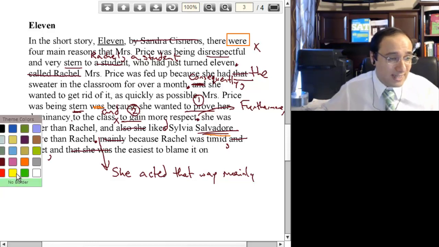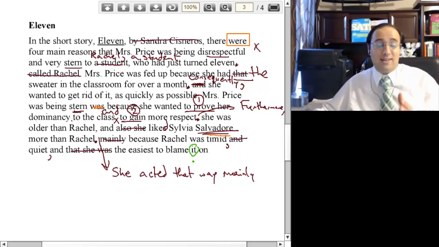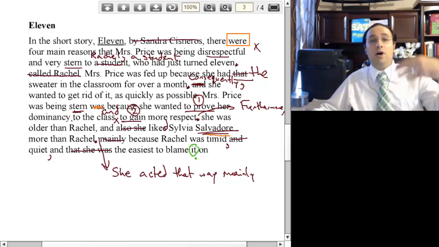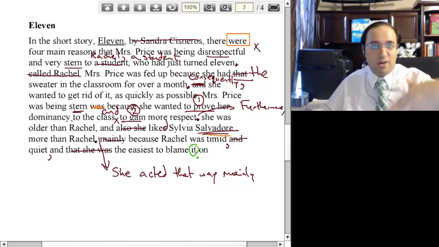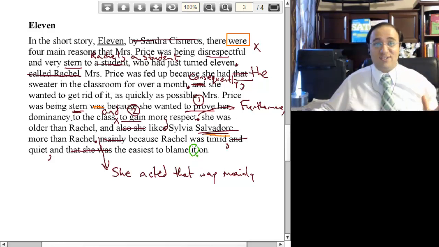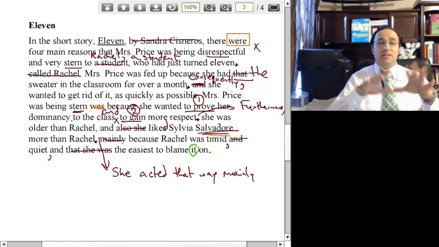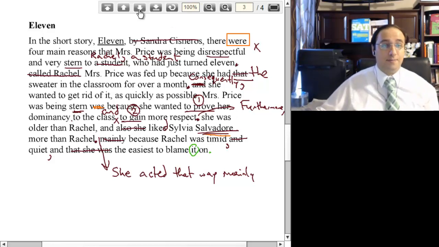Now the use of the word it here, again, is an ambiguous pronoun. What is it? Don't just say it without referring to a certain noun. So that she was the easiest to blame the problem of the sweater, or to blame the sweater thingy, whatever you're going to say on the essay, instead of using the word it. Okay? And then of course there is a missing period here, which is probably just a typo. So this is how we can improve this introduction on the test.